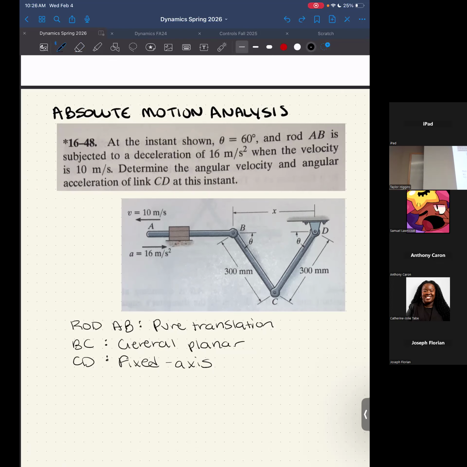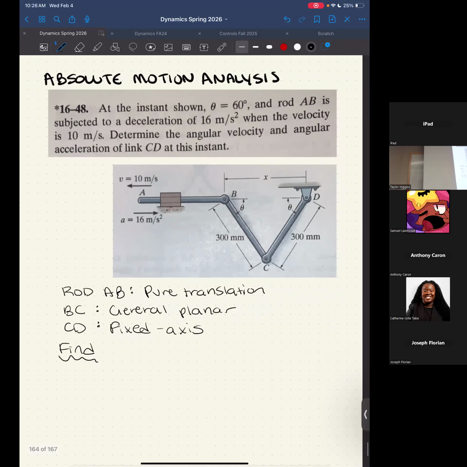Okay, so what are we being asked to find? Can I write that in math? Determine the angular velocity and angular acceleration of link CD at this instant. How do I write that? How do we do angular velocity? What symbol do we use? Omega. Omega CD. And angular acceleration? Alpha. Alpha CD. Good job.